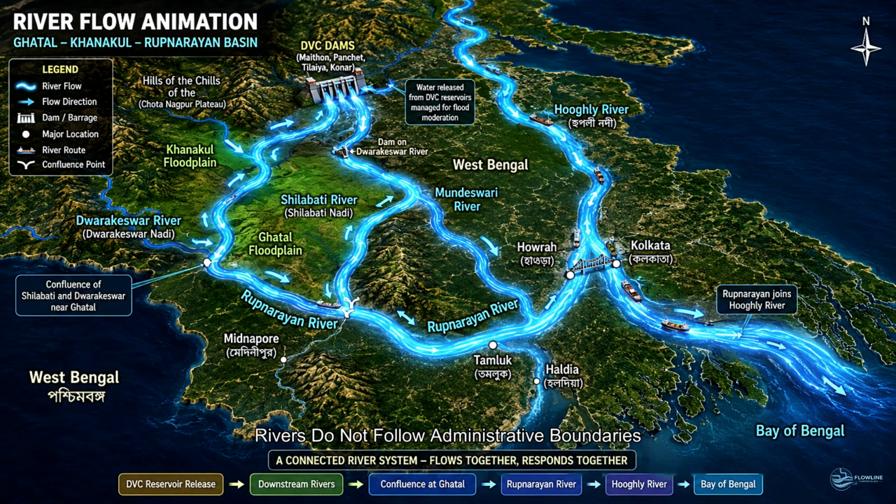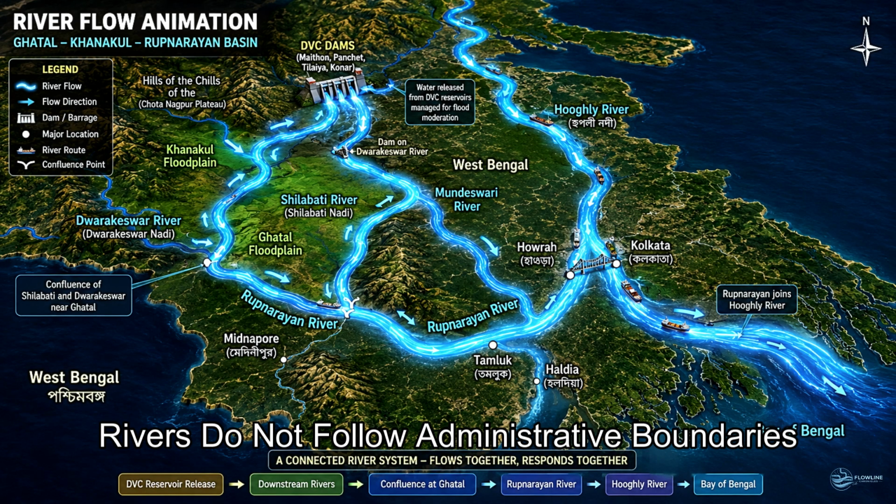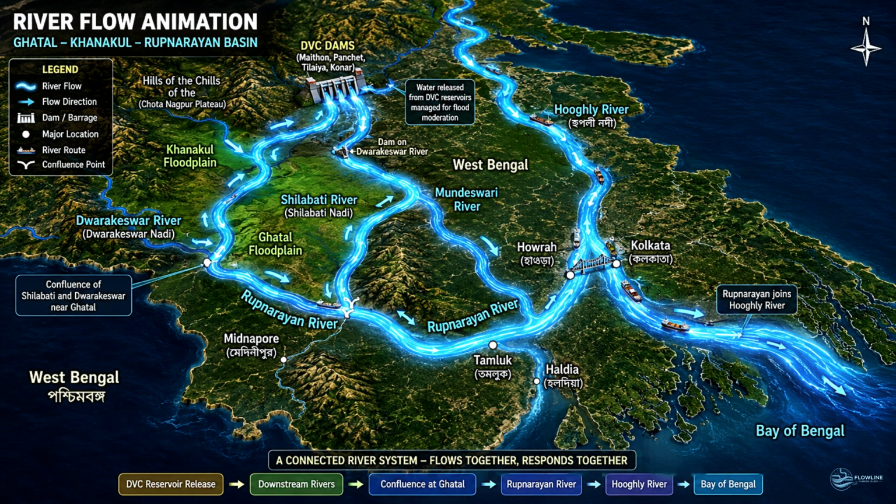This means flooding cannot be viewed as an isolated problem of one village, one town, or one river stretch. The entire basin responds together. A change upstream can influence conditions downstream. Therefore, the solution must also be connected.